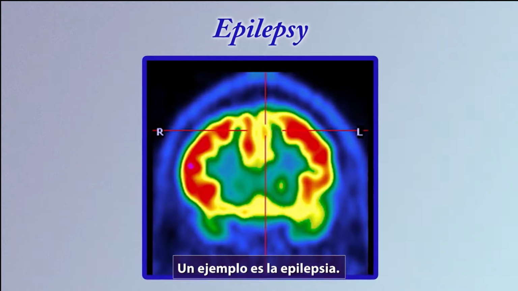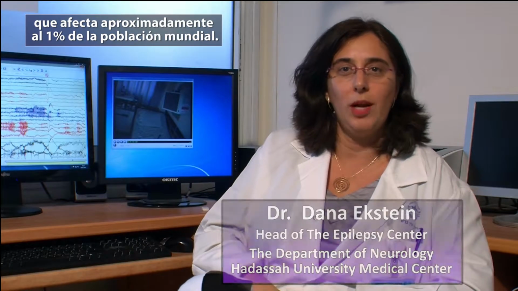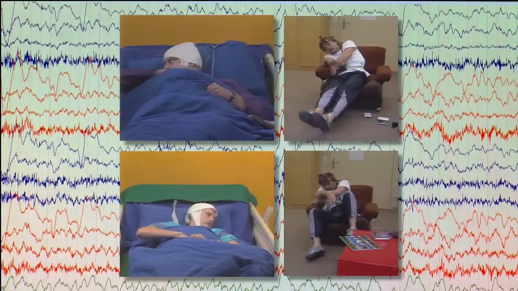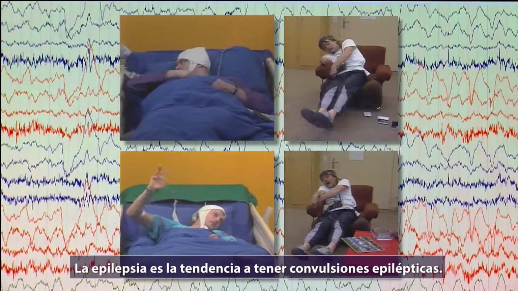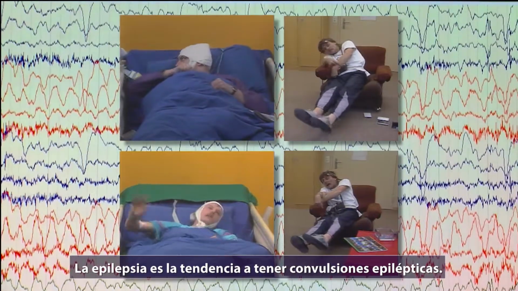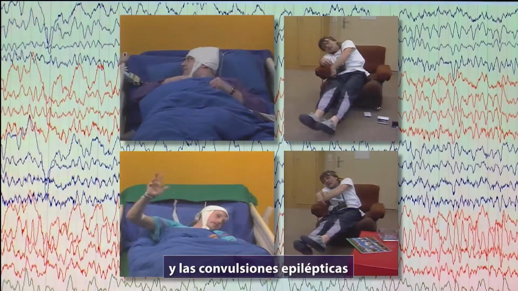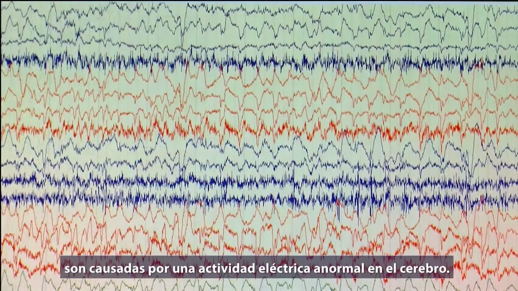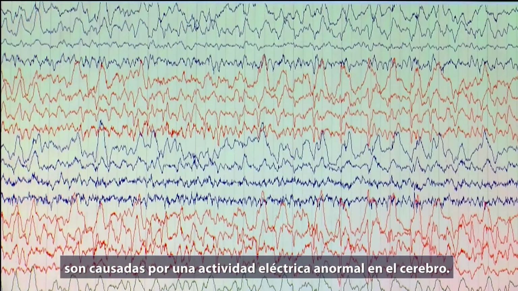One example is epilepsy. Epilepsy is a very prevalent disease. It affects about 1% of the population around the world. Epilepsy is the tendency to have epileptic seizures. And epileptic seizures are caused by abnormal electrical activity in the brain.